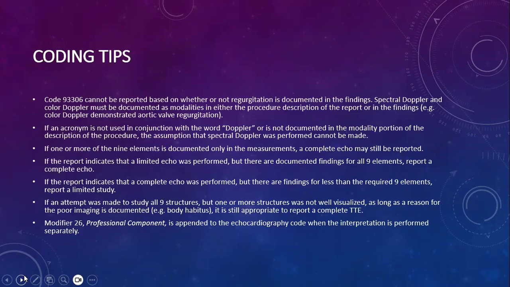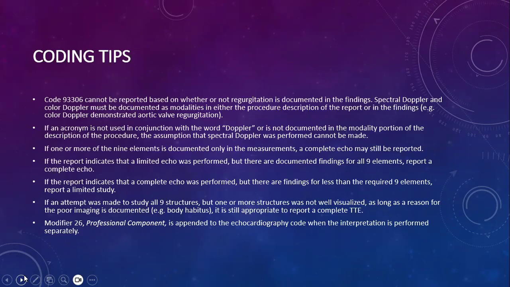Now, that being said, if the report indicates that this was a limited echo, but you find all 9 elements in the report with an appropriate finding, you can still bill a complete echo.